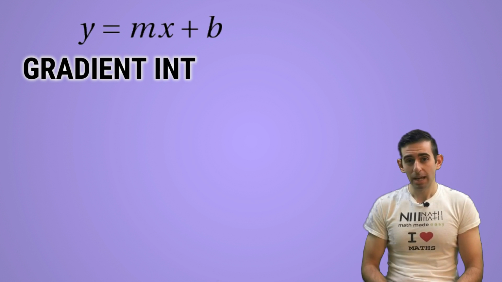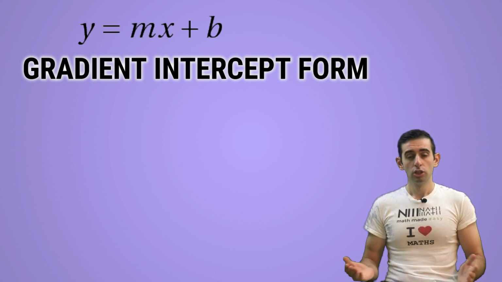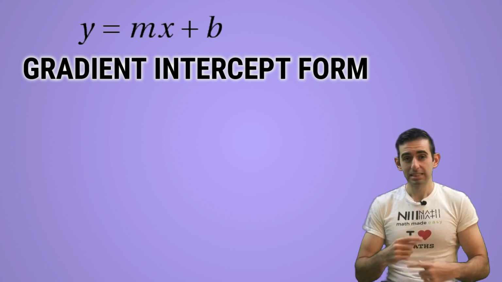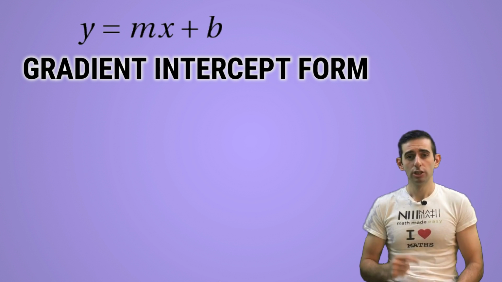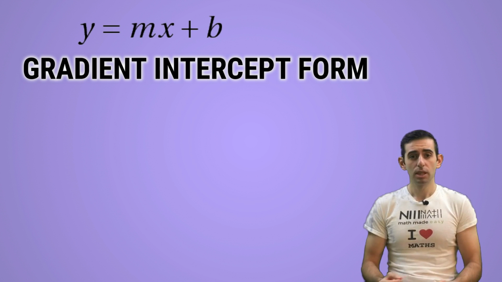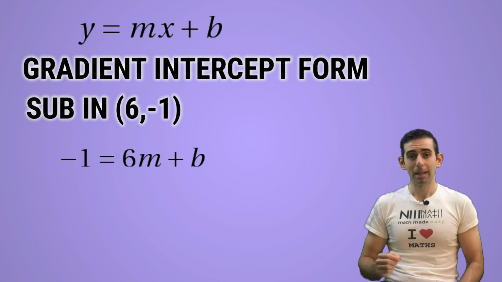So our starting point is, let's get the line y = mx + b. Right, that's the gradient-intercept form. So we need to find all values of m and b that satisfy the conditions in the question. The first condition is that it passes through the point (6, -1), so let's just sub that in, and we get -1 = 6m + b.